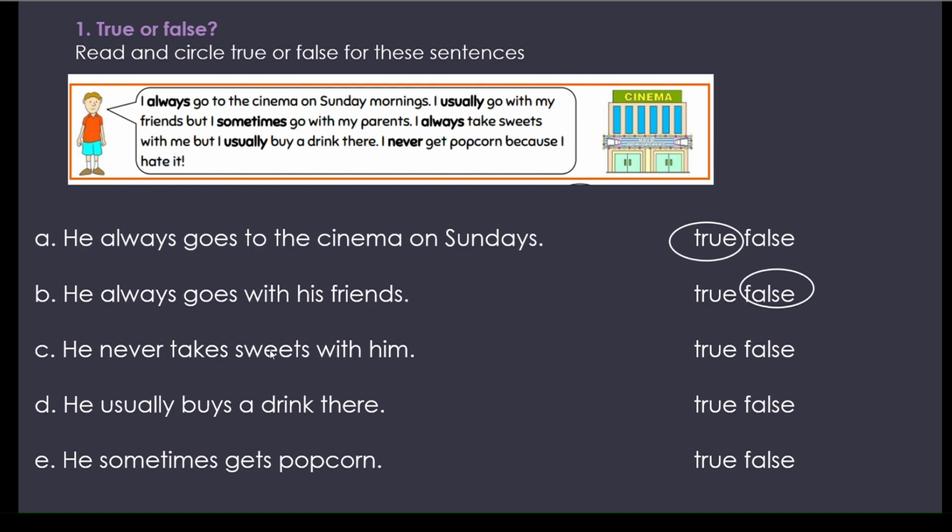He never takes sweets with him. I always take sweets with me. So this sentence is false. He usually buys a drink there. But I usually buy a drink there. So this sentence is true. Last one: he sometimes gets popcorn. I never get popcorn because I hate it. So this sentence is false.